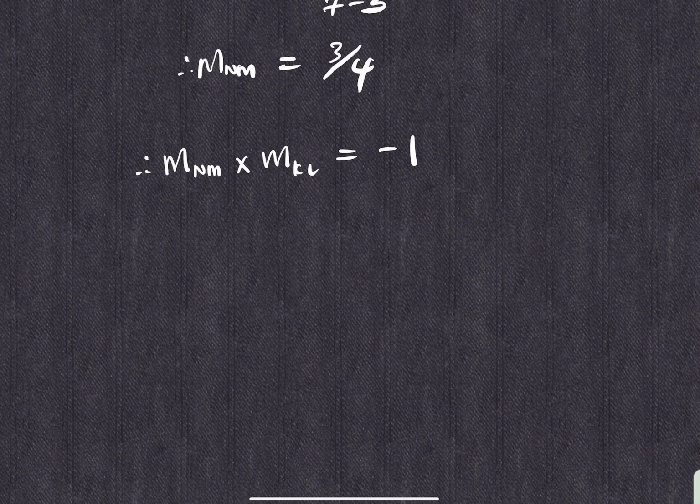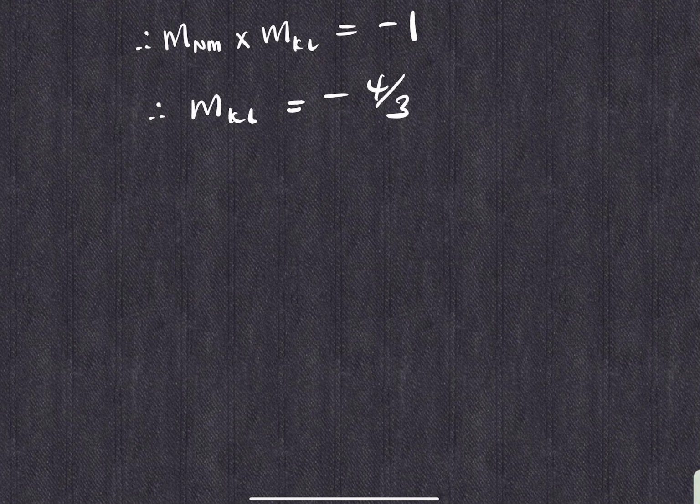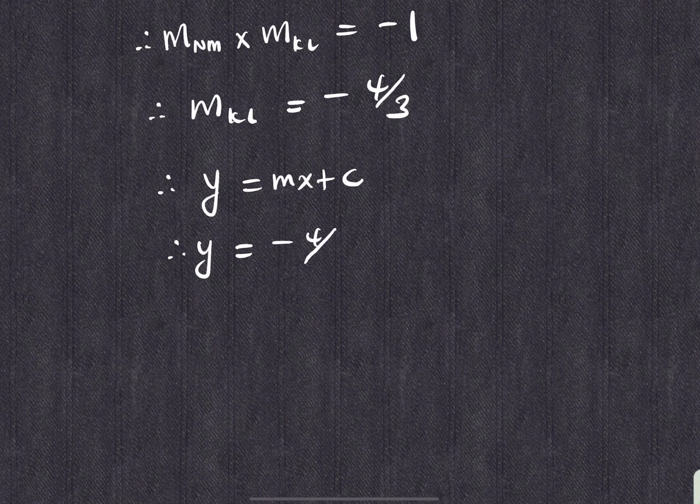Now, check. This then means that the gradient of KL should be equal to the inverse of that, and that is -4 over 3. So we are looking for the equation of this line, KL. This means that you're going to get y equals mx plus c, like they really gave you there. This becomes y equals m, what is m? m is -4 over 3, x plus c. How do you then get the value of c?